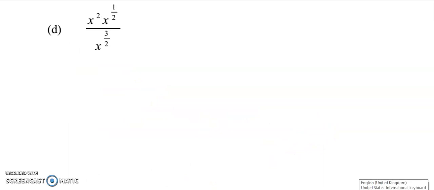Yeah, for question D, I love this question because you can see that all those indices inside this question have the same base. So we just need to apply the laws of indices, which is when you multiply the base, the power can be added up, and if the operation is divide, then you need to subtract the power.